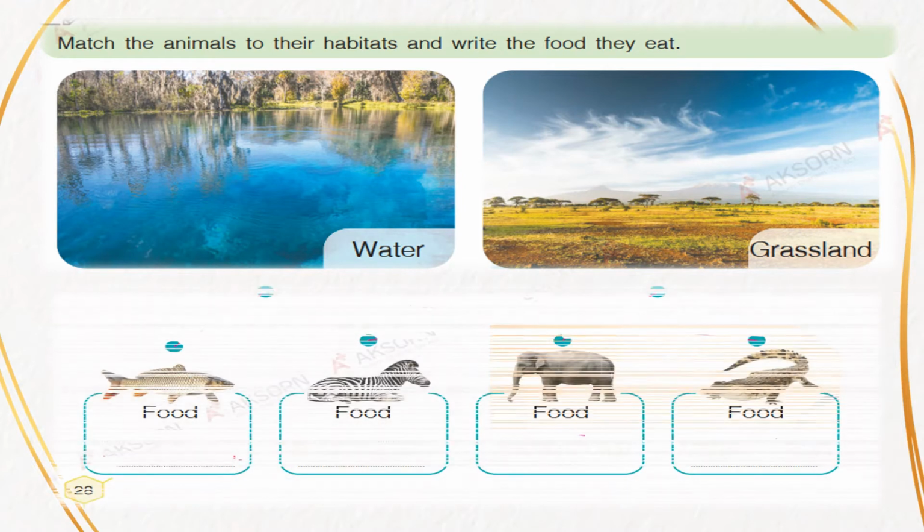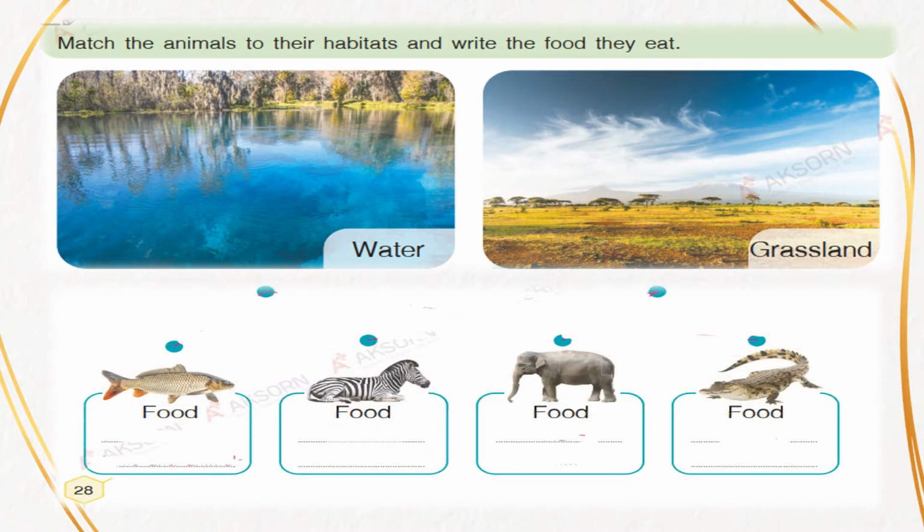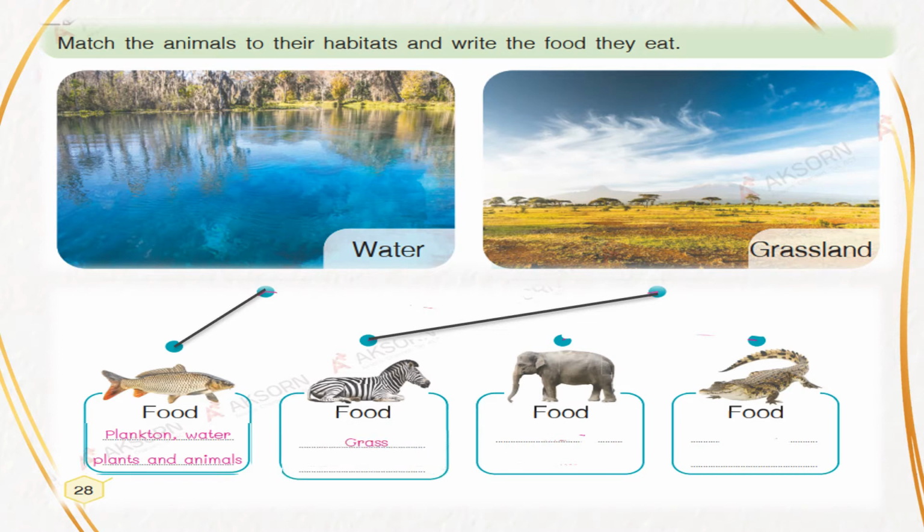Let's start with number 1. We have fish, zebra, elephant, and crocodile. The fish is included in water. Alright? What do fish eat? Plankton, water plants, and animals. Next, the zebra lives in grassland. What do zebras eat? Grass.